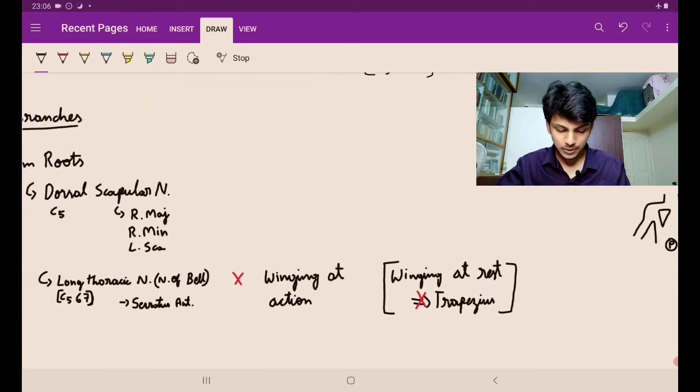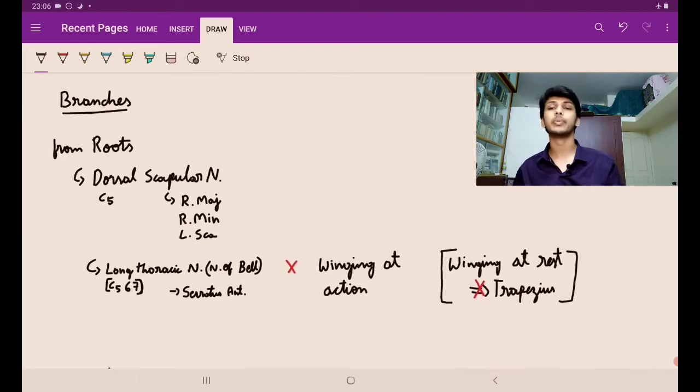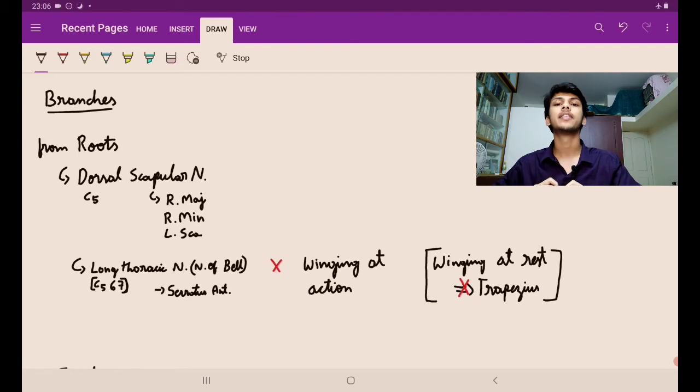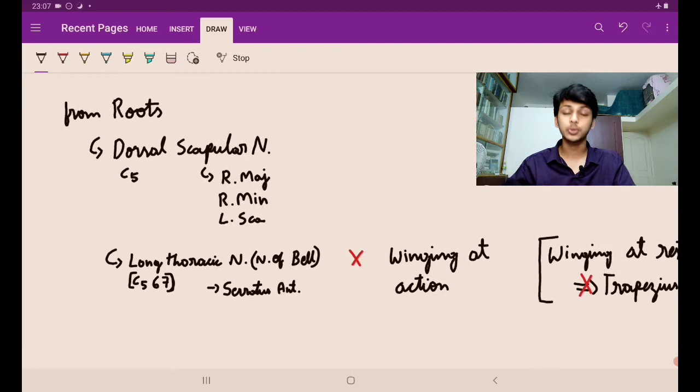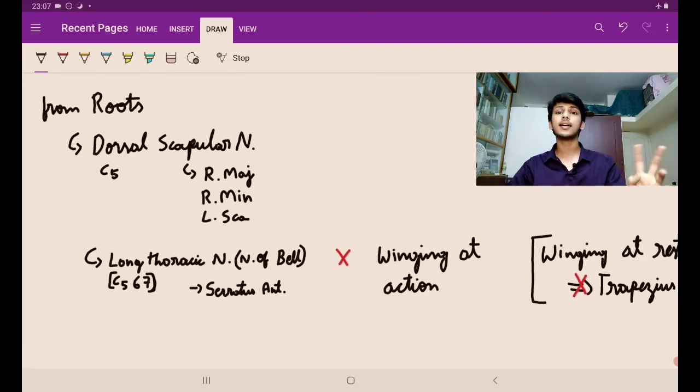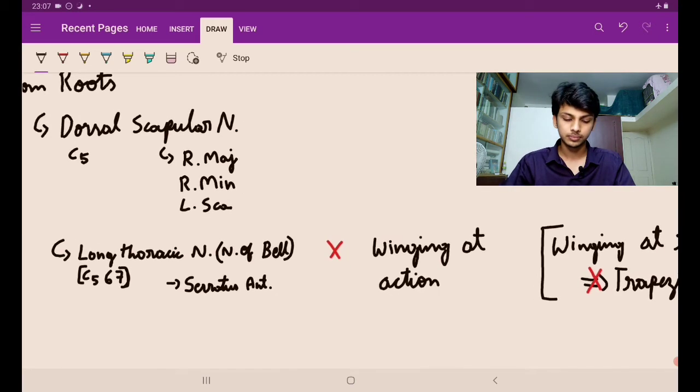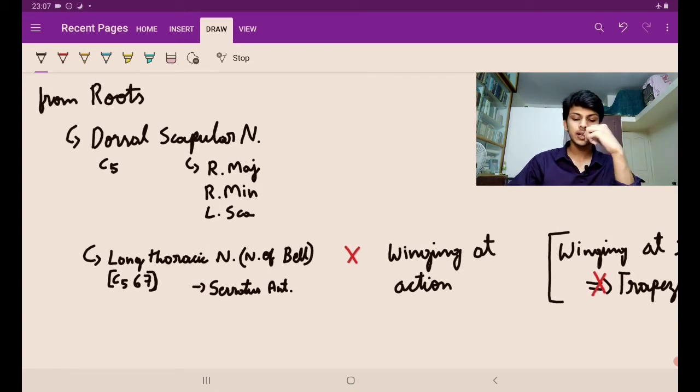See here guys, the branches of the brachial plexus are mainly from the roots, from the trunks, and from the cords. Divisions don't usually give branches. From the roots there are two main nerves. There is one more for the longus colli muscle, but it's not mentioned so well. So these two are the main nerves. See guys, from the root there is the dorsal scapular nerve.